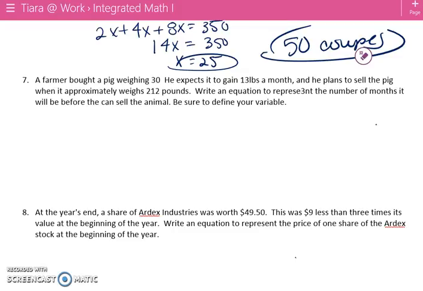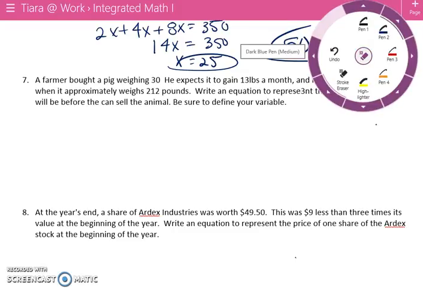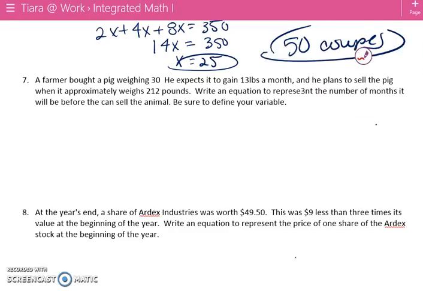Farmer bought a pig weighing 30 pounds. He expects it to gain 13 pounds a month. And he wants to sell it when it weighs 212 pounds. Let's write an equation to represent the number of months it will be before he can sell the animal.